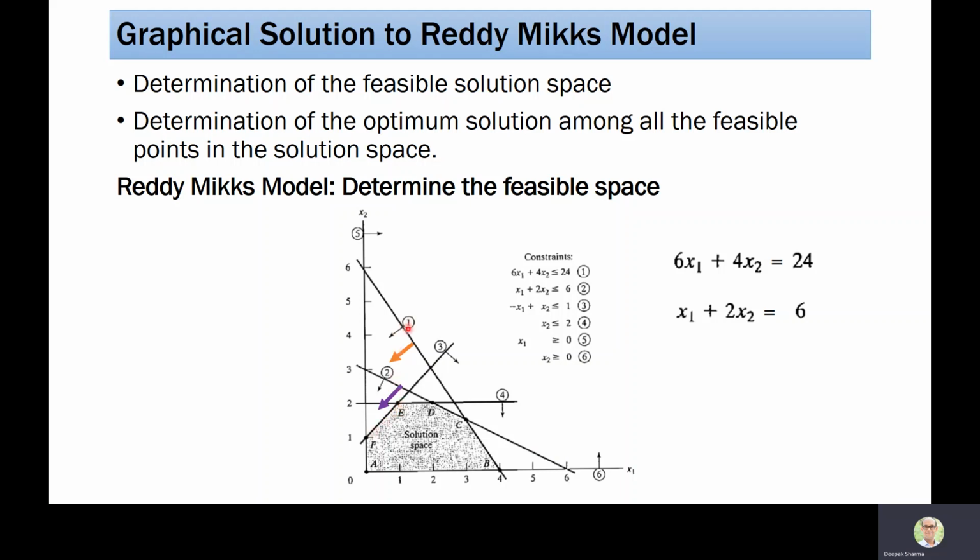You can see for line number 1 there is an arrow, for 2 also there is an arrow, for 3 there is one arrow, 4 also has an arrow, and we have 5, which is x1 should be greater than 0, and 6 in the upward direction. If you take all the 6 lines together, you will see that this is the feasible space which is common among all the lines. I'm repeating again, the space that is common among all the equations. So these are the constraints as well as variable bounds. All of them are taken here.